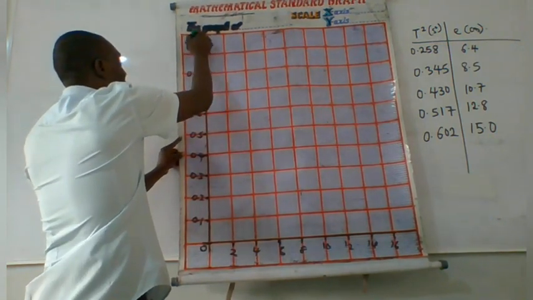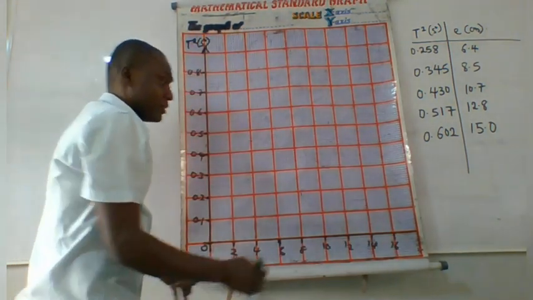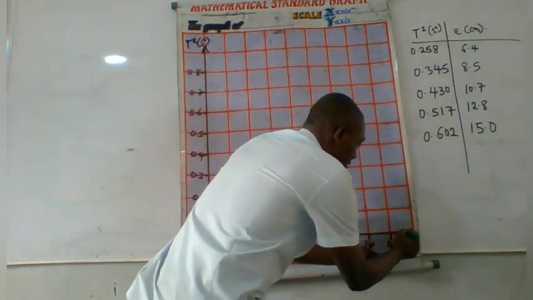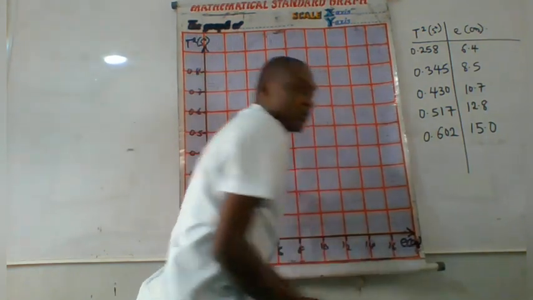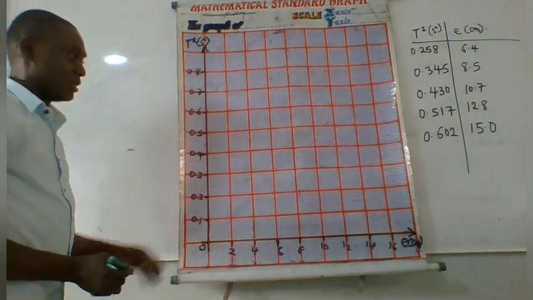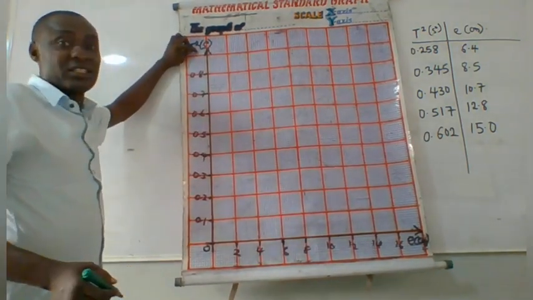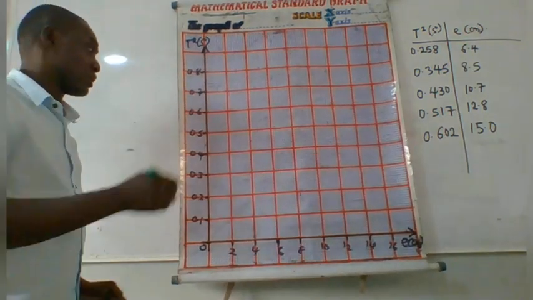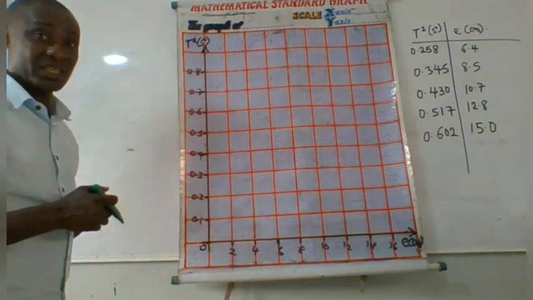Okay, so I can write on this side t squared in seconds squared. Then on this side it's e in centimeter. So we have e in centimeter, t squared in seconds squared. So the next thing we have to do is to plot the points. Now to plot the points, this is an easy way to get the points.